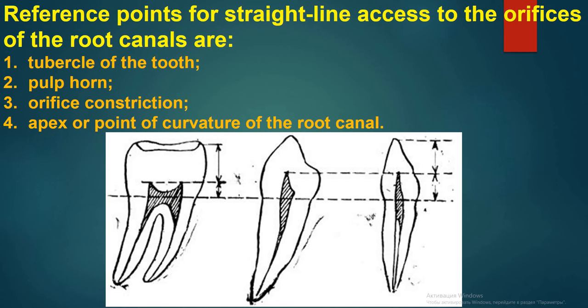Reference points for straight line access to the orifice of the root canals are: first, tubercle of the tooth; second, pulp horn; third, orifice constriction; fourth, apex or point of curvature of the root canal.